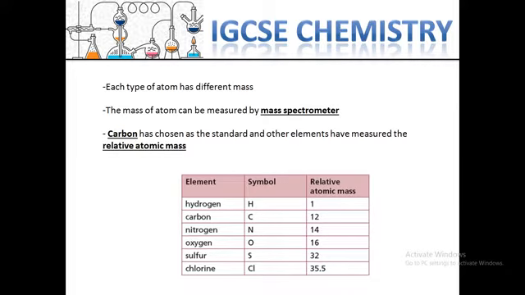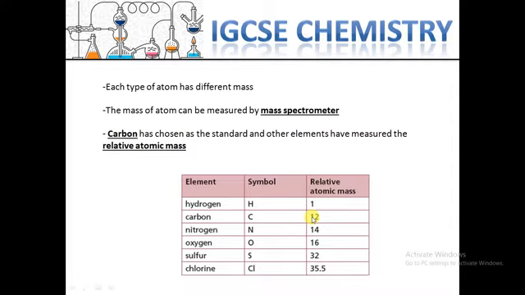Traditionally, when scientists tried to measure the atomic mass, first of all they used carbon. They selected carbon as a standard, a reference atom, then measured other elements compared to carbon. For example, for the same amount of hydrogen and carbon, they found that carbon is 12 times heavier than hydrogen. So they put hydrogen as 1 and carbon as 12.